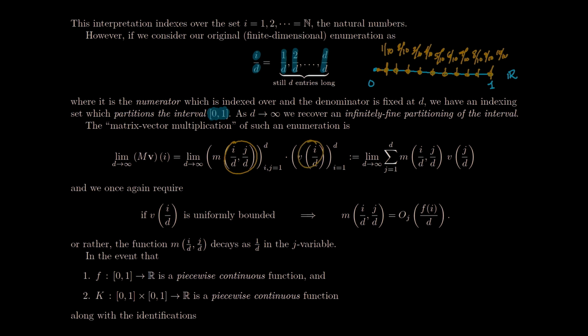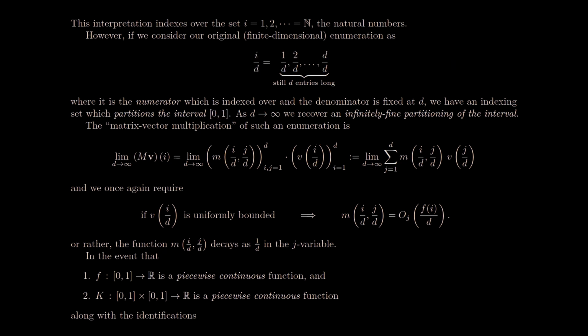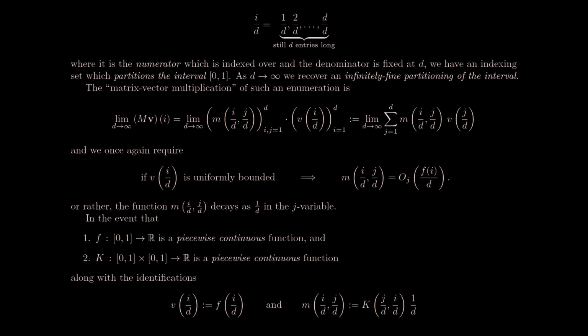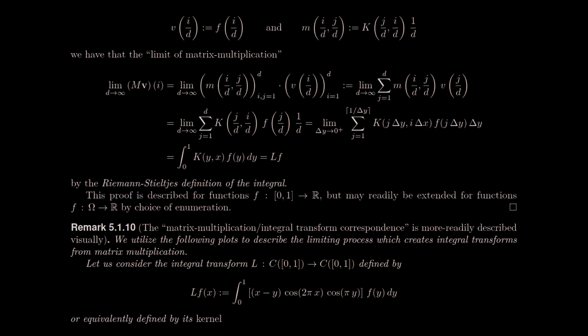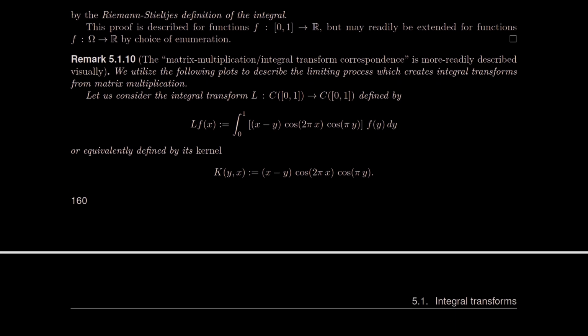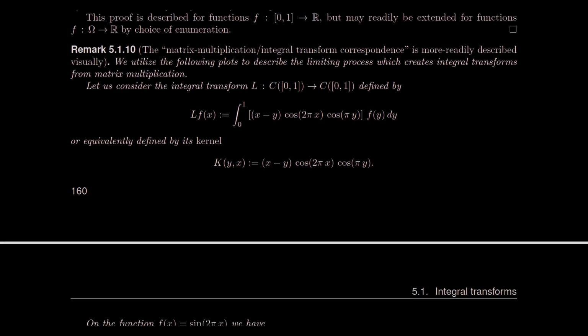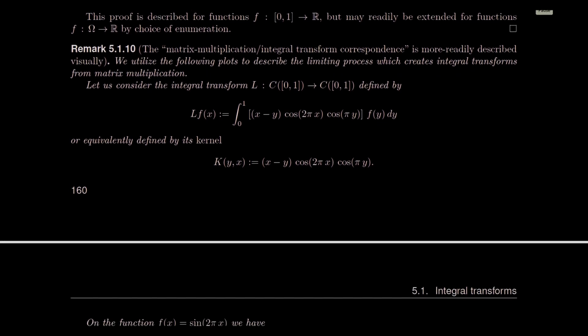When we let d go to infinity, we're now letting the matrix and the vector take values at infinitely many points in between 0 and 1. And what is that? That's a function. A vector taking a value at infinitely many points is just a function. And so we can replace v here with an f. We can replace m here with a k. So I'm going to show this in images now with a specific set of k's and f.